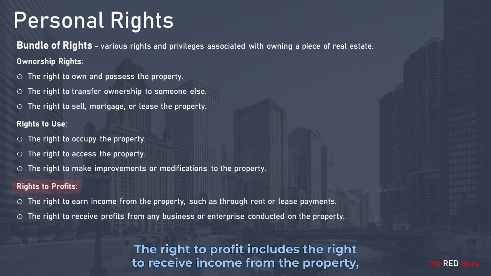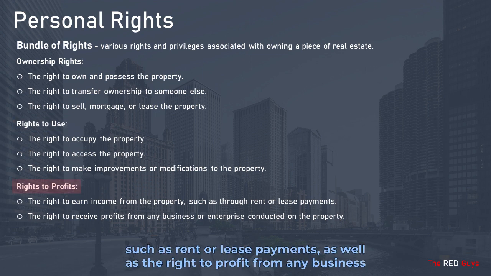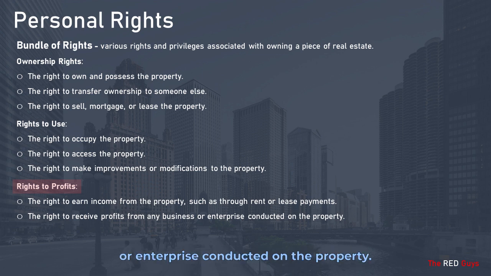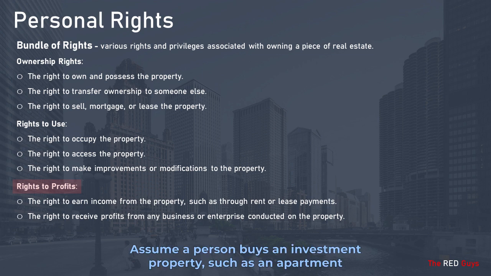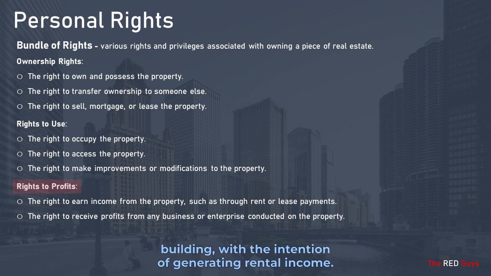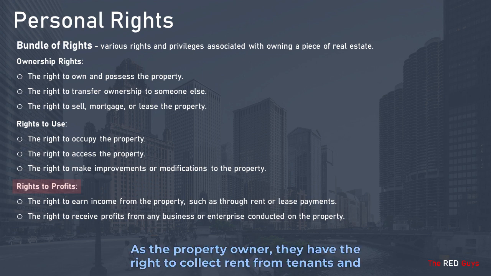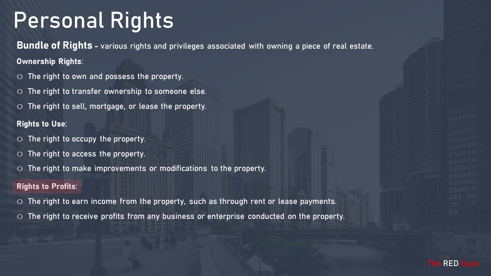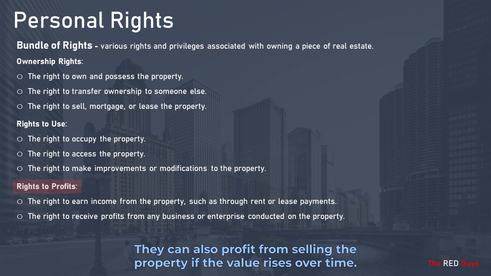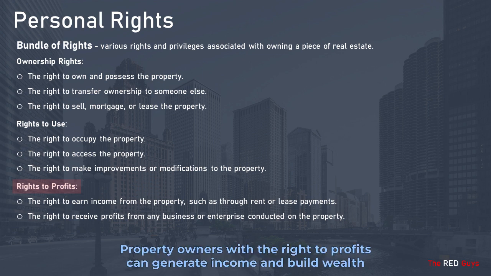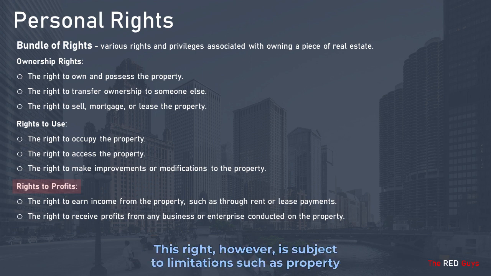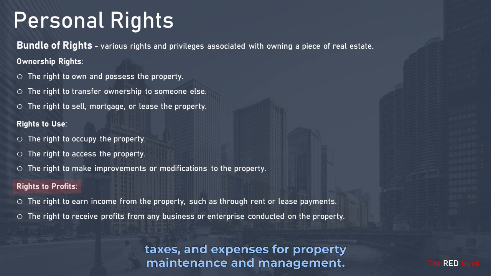The right to profit includes the right to receive income from the property, such as rent or lease payments, as well as the right to profit from any business or enterprise conducted on the property. Assume a person buys an investment property, such as an apartment building, with the intention of generating rental income. As the property owner, they have the right to collect rent from tenants and profit from the property's operation. They can also profit from selling the property if the value rises over time. Property owners with the right to profits can generate income and build wealth from their real estate investments. This right, however, is subject to limitations such as property taxes and expenses for property maintenance and management.